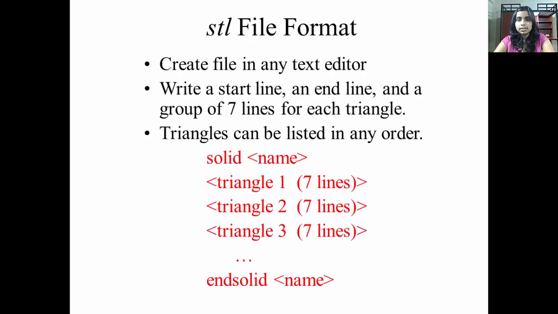So this is the common STL file format for 3 triangles, shown here. First we have to provide solid and the name of that part. Then for triangle 1, 7 lines will be there. Similarly for triangle 2 and triangle 3, then end solid and again the name.